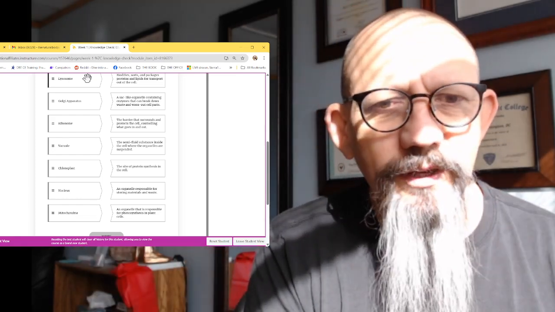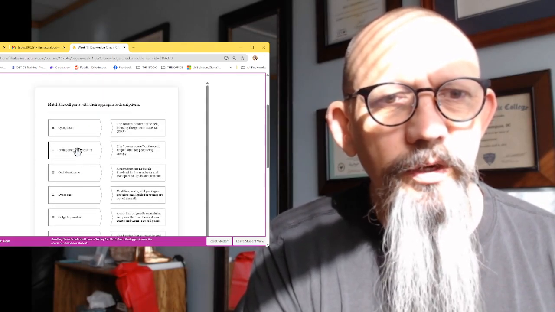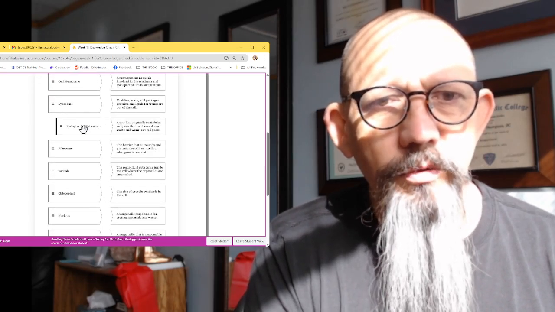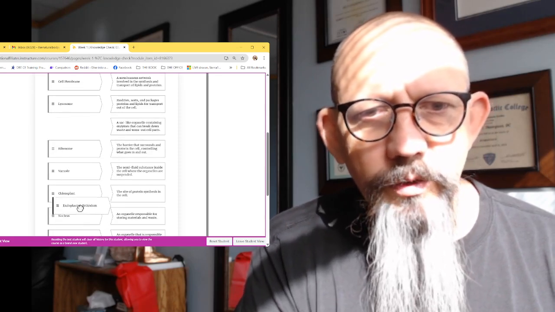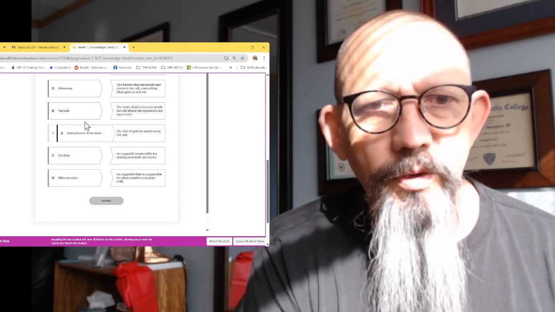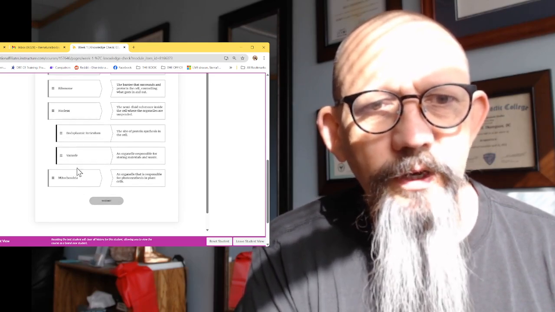So all you do is you connect these together. Okay, site of protein synthesis in the cell. Let's get up here and get the endoplasmic reticulum. I'm going to bring that somehow down here. Oops, nope. Where did it go? Site of protein, or there we go, right there. Storing materials and waste, vacuole.